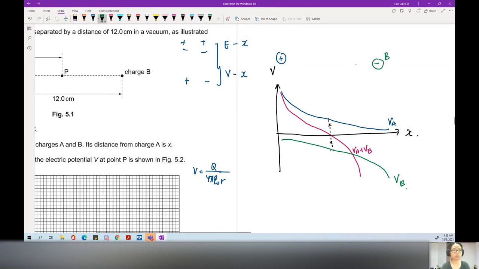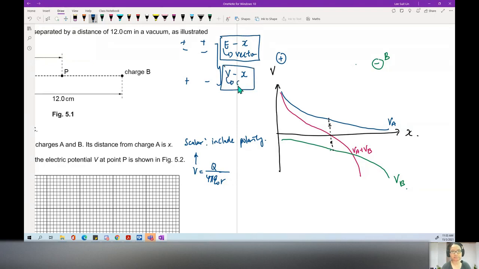Okay, so when we use this equation, this one is scalar. So from definition, we will include polarity. If it's a vector, if this is the E against X graph, then you will not include polarity and draw arrows. Okay, so if this one is vector, this graph is vector. This graph is scalar. So if it's a scalar, include polarity. This means B is negative charge.